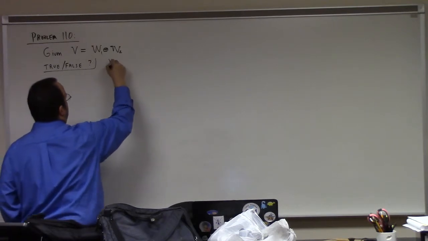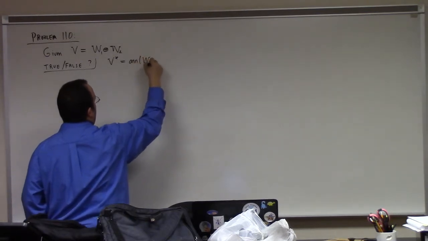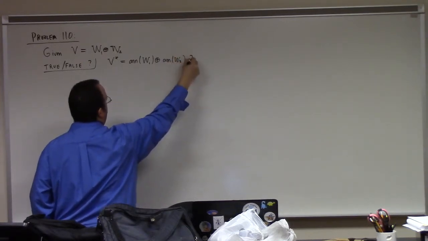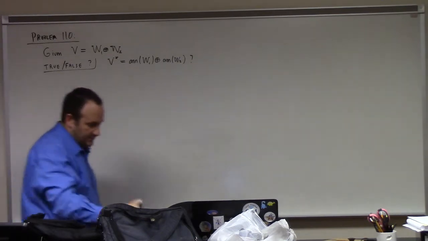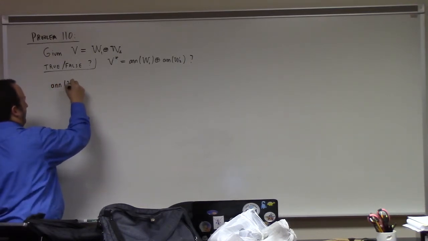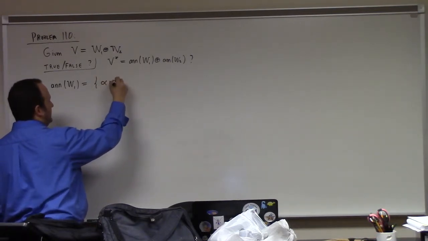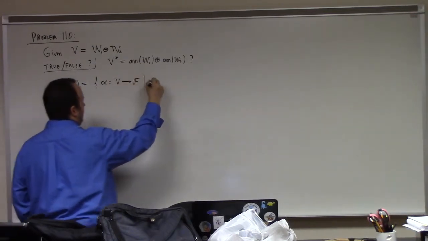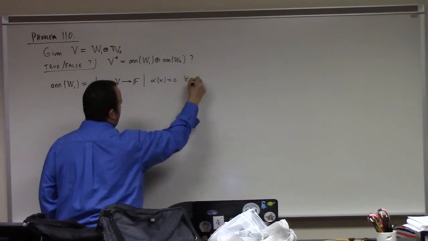Is the dual to V the direct sum of the annihilator of W1 and the annihilator of W2? So I guess the first question you might have is, what's an annihilator, right? So what does this mean, annihilator of W1? So what this would mean would be, say, alpha from V to the field, right? Such that alpha of x is equal to 0 for all x in W1.